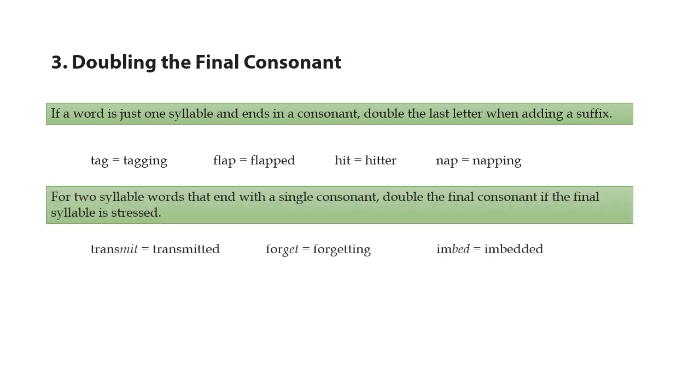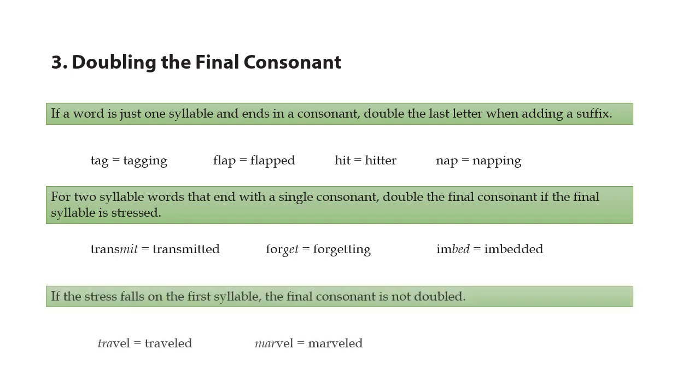For 2-syllable words that end with a single consonant, you double the final consonant if that syllable is stressed. So the word transmit, for example, that's a 2-syllable word, but that last part of it is the part that's emphasized. That's the stress part of it. So it's transmit, forget, embed. And these also follow that rule of doubling the final consonant.